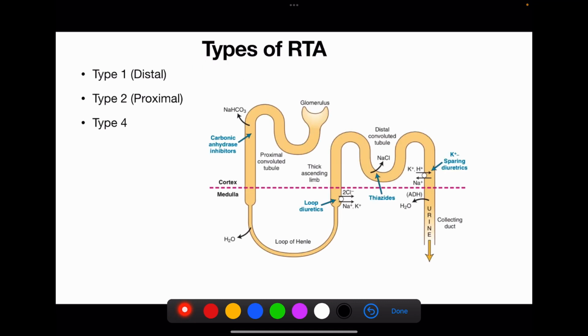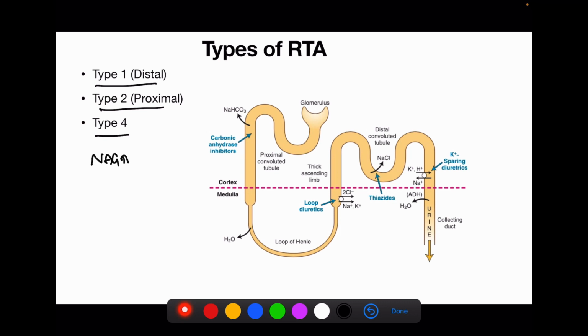There are three types of renal tubular acidosis. Type 1 is distal, type 2 is proximal, there is another one which is type 4. And you can see the nephron and the different parts of the nephron and the areas where the different diuretics act in the nephron. So let's talk in detail about normal anion gap metabolic acidosis.